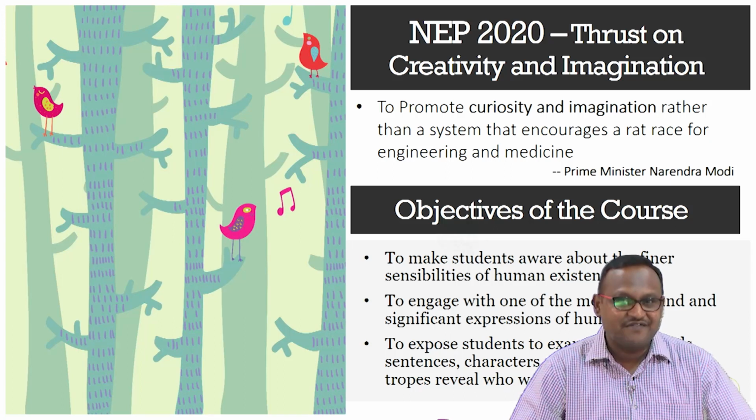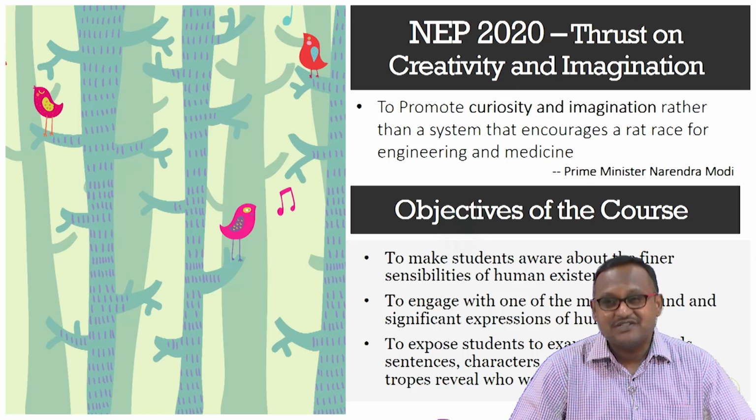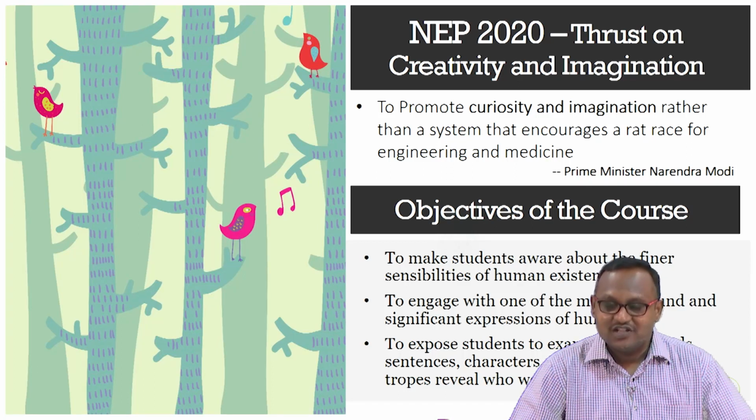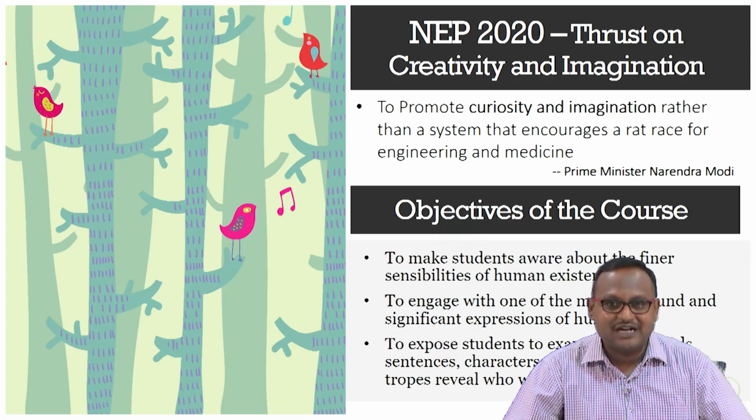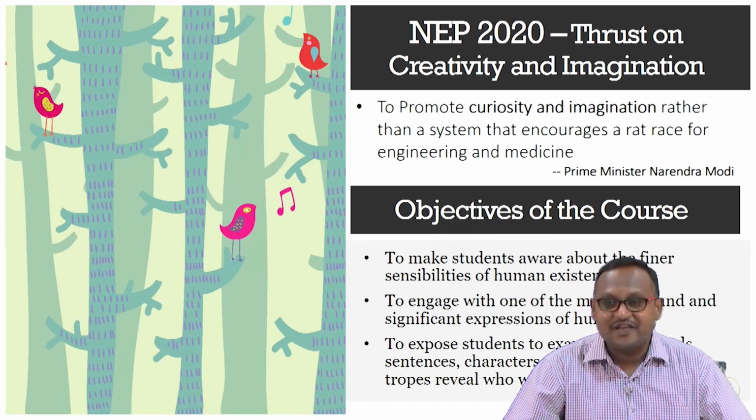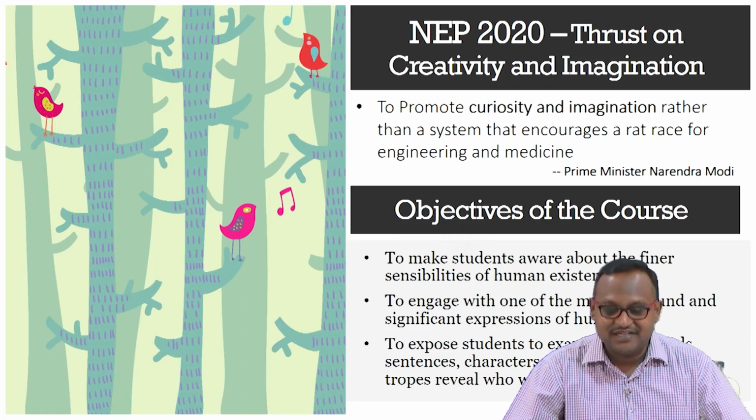Keeping that broad objective in mind, we can list out a couple of other objectives of this course. One of the major objectives of this course is to expose students to the finer sensibilities of human existence. How is it an exposure to the finer sensibilities of human existence? Because literature is directly related to life. Keeping that broad vision in mind, one of the important objectives is to make students aware of the finer sensibilities of human existence, because literature deals with life.